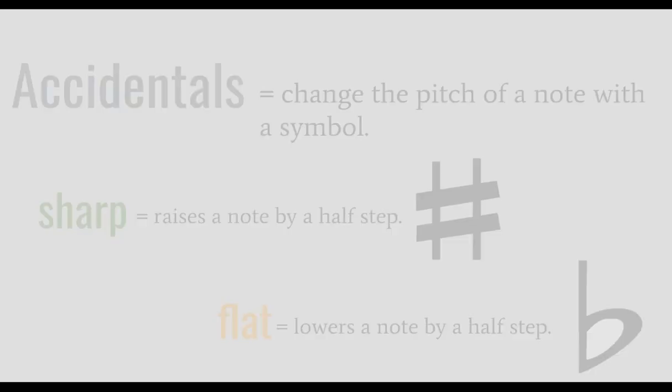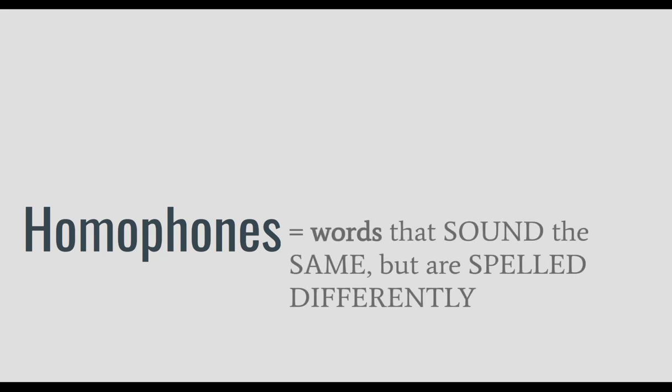We do have something new we're going to talk about here. But first, let's talk about something you know from English class, a homophone. A homophone is a word that sounds the same but is spelled differently. So homophones are words that sound the same but are spelled differently.